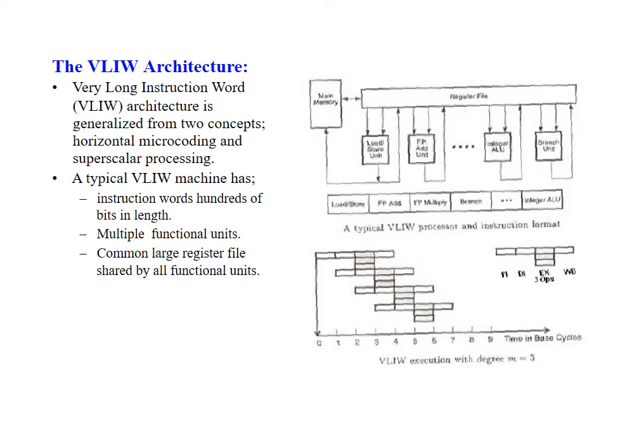A typical VLIW machine has three features. The first is instruction words hundreds of bits in length. The second is multiple functional units, and the third feature is a common large register file shared by all functional units. Here are two architectural designs. The first one is a typical VLIW processor and instruction format, and the second one is VLIW execution with degree 3.